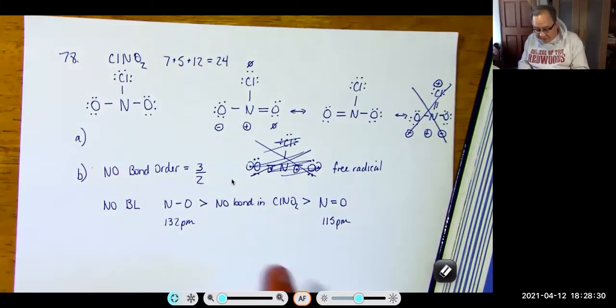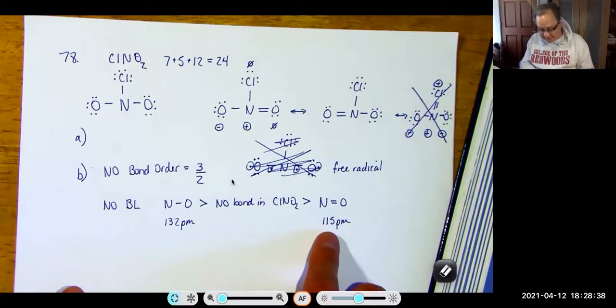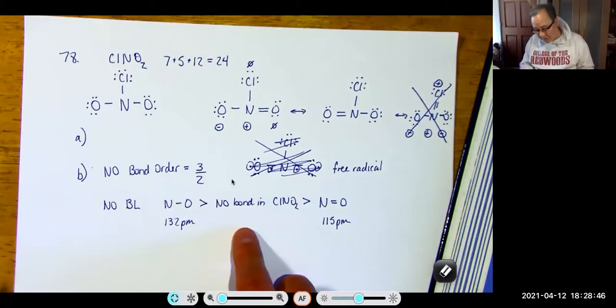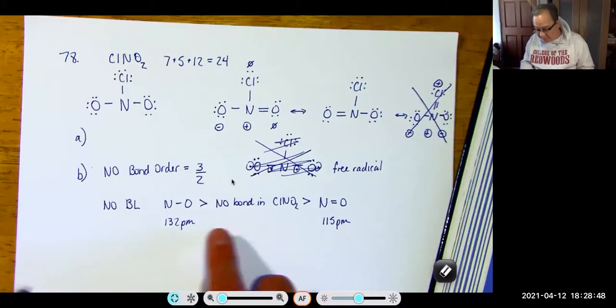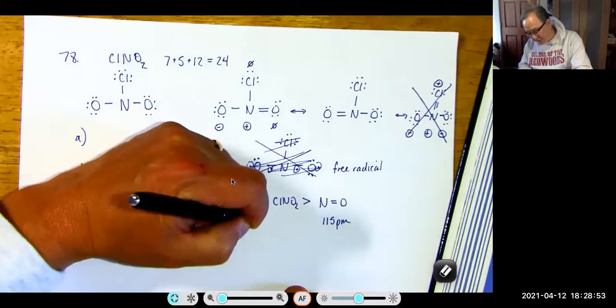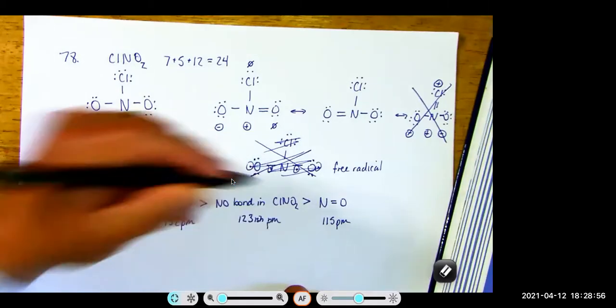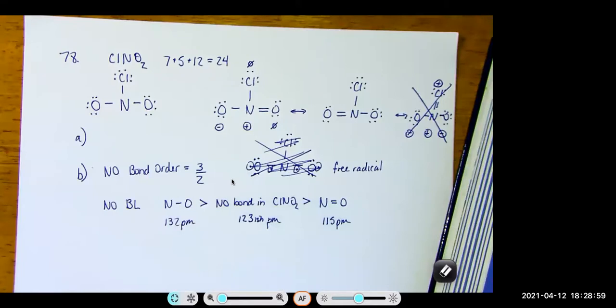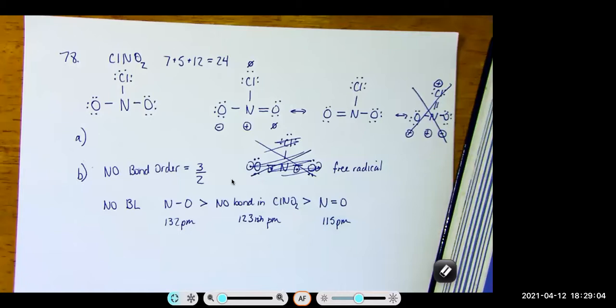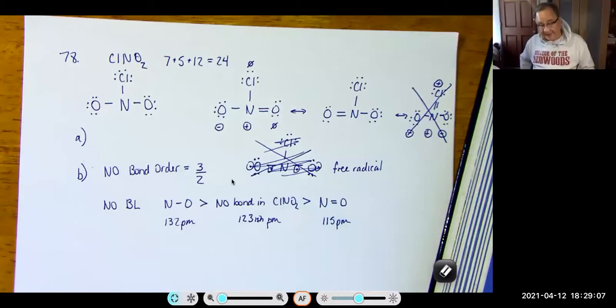So we would expect this to be somewhere in the middle. Halfway between these would be, let's see, 32 minus 15 is 17. Half of 17 is 8 or 9, whichever you want to call it, 8. So 115 plus 8, so this is 123-ish picometers. And that's technically what we expect the length of both of them to be. Yeah, they're both 123, and that's just because their bond orders are equivalent. Yes, that's exactly right.